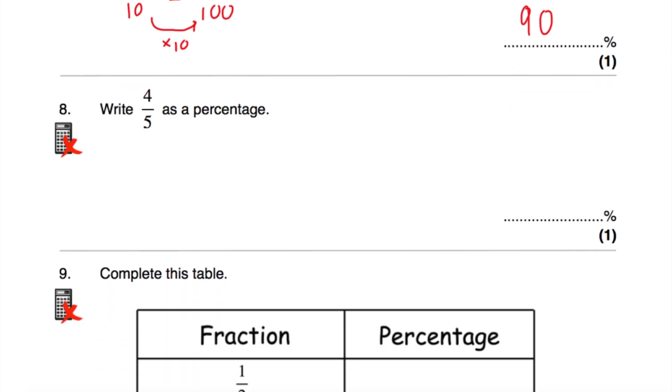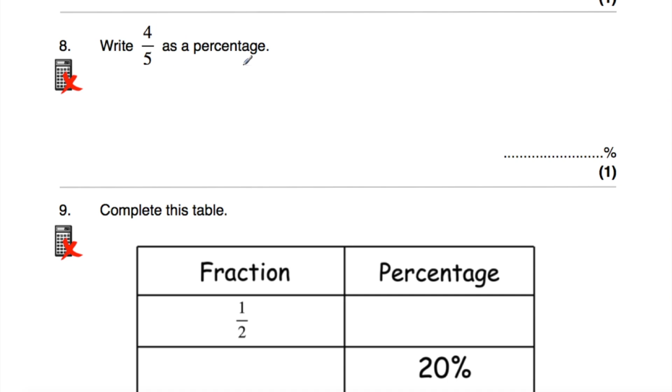Okay, question number 8. Question number 8 says to write 4/5 as a percentage. So again, we've got 4/5. So we could do 4 divided by 5, which is equal to 0.8, and then that would be 80%. Or you could learn that 4/5 is equal to 80%, because 1/5 is 20%, so 4/5 is 80%, so I know that one off by heart.